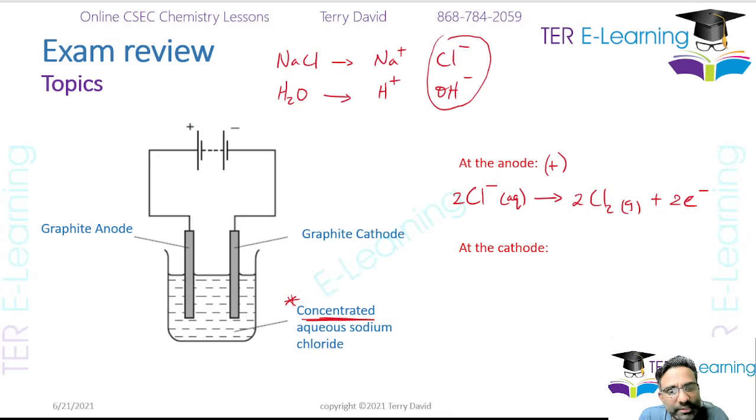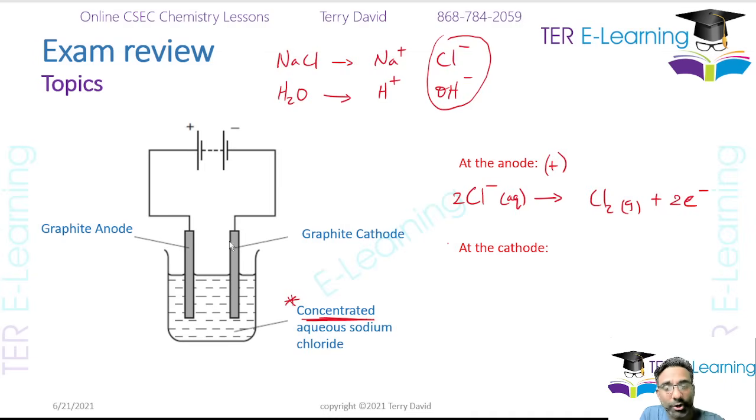So it's 2Cl⁻ produces Cl₂ gas plus 2 electrons, right? That's all. I made a mistake here. This should be just Cl₂, right? So it's 2Cl⁻ produces Cl₂ plus 2 electrons, right?